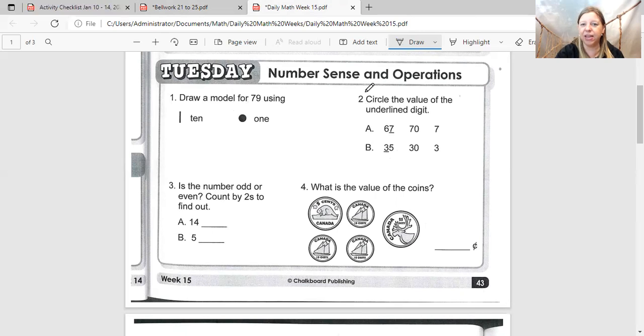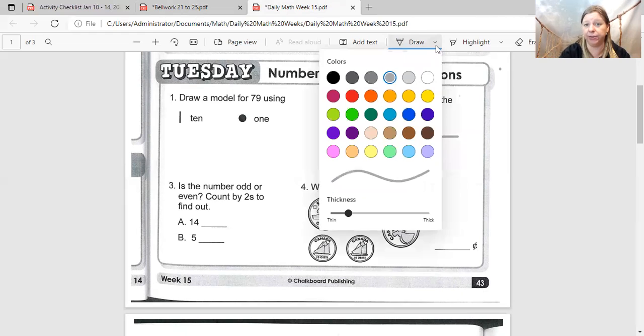All right, number 2. Circle the value of the underlined digit. For this part, I want you to take out your pencil. Go ahead and pause the video now if you need to go and get a pencil. Once you have your pencil, you need to draw a line to separate these two parts, A and B. And I would also like you to draw a line to go down between the start numbers and their choices. This helps you to really see what they're asking you to do. It will help me to explain it too.